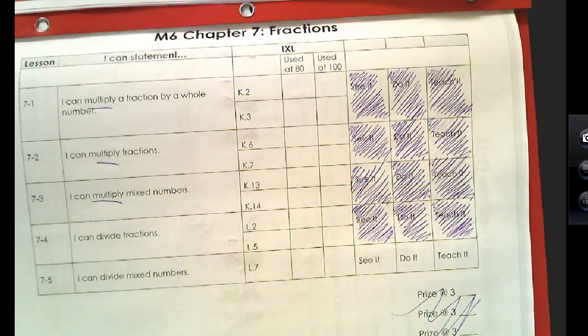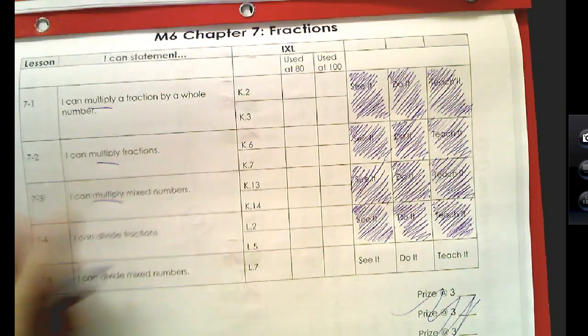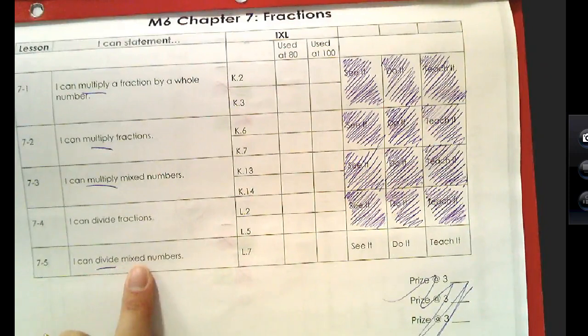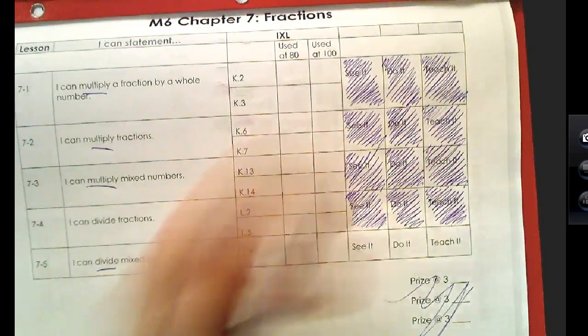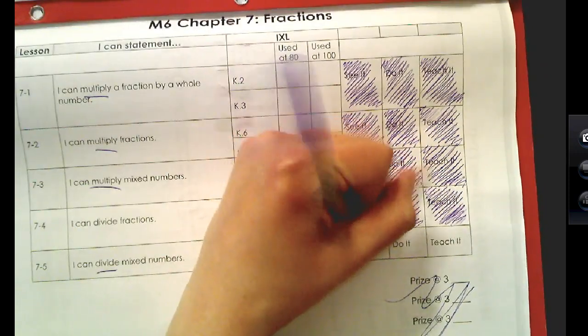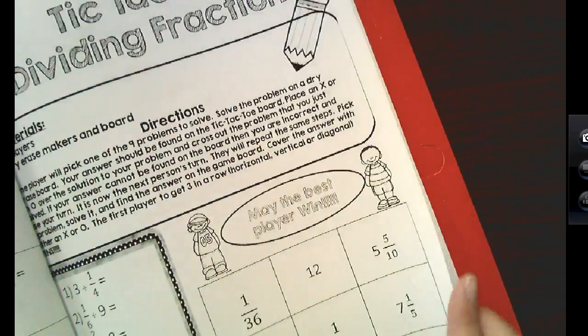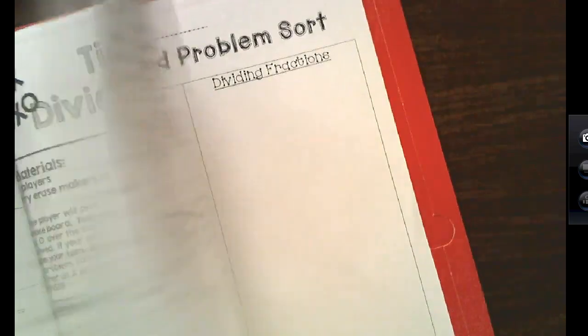And then for today, we are still working with division. So it says I can divide, but what are we dividing today? Mixed numbers. Yep, so go ahead and shade in the see it there. Today's lesson is all about dividing mixed numbers. And once you shade in that see it, you can flip to your 7-5 notes for me, please. Our very last section.